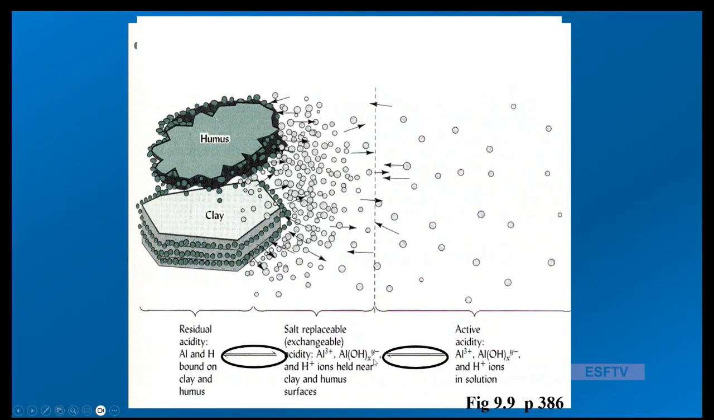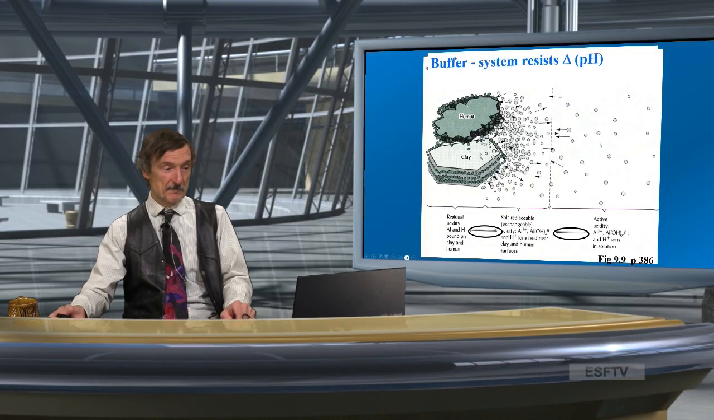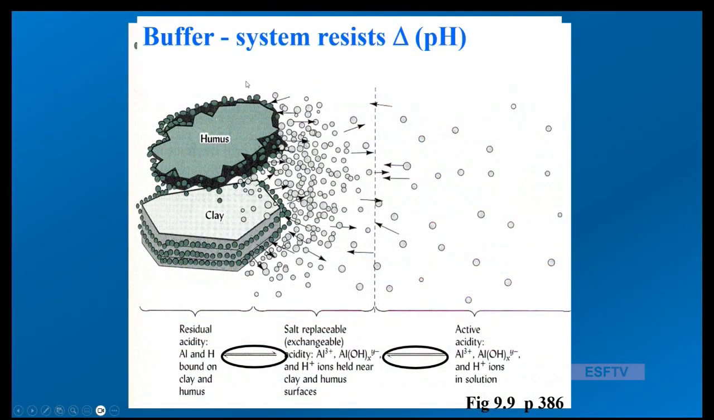So you can consider then soil as a buffer. Right? This pool, active acidity, is buffered because of this dynamic equilibrium with the residual pool and with the salt exchangeable, salt replaceable. And that's the story of pH. It tends to stay constant, and it takes a lot to change it. This is a buffer. The definition of a buffer, a system that resists change. We're talking about pH. So when we view this as a buffer, the system that resists change in pH. That's kind of the way we define a buffer.